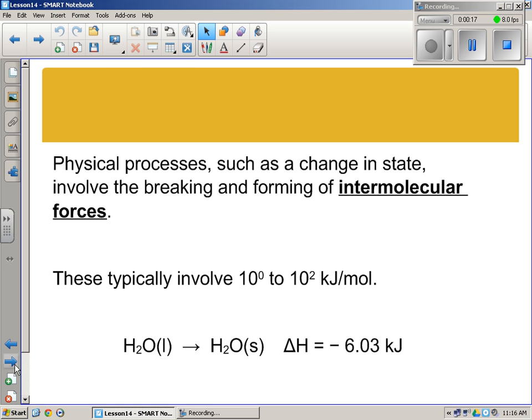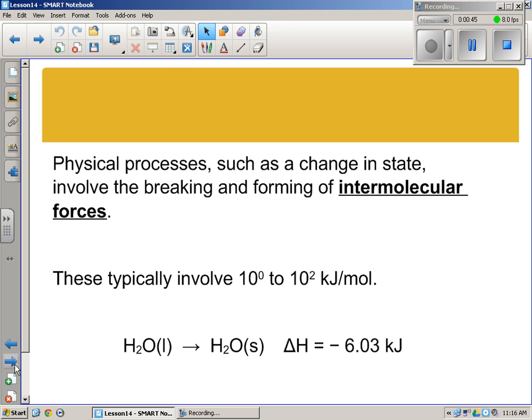If you change water from a liquid to a gas, or a gas to a liquid, or a liquid to a solid, or vice versa, that's either going to require some energy or perhaps give off some energy. For example, if you change H2O liquid into an H2O solid, so if you go from liquid water to freezing, you give off a little bit of energy. You give off about 6 kilojoules of energy.